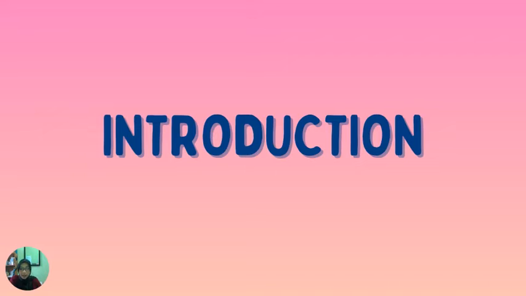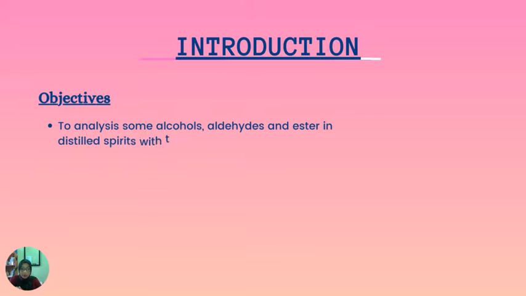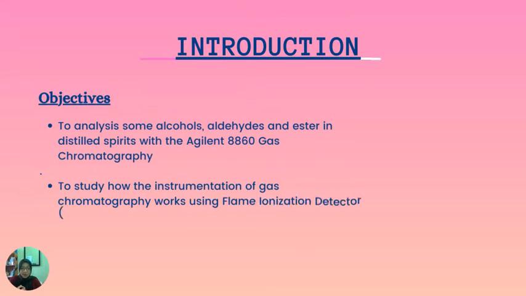Introduction consists of two parts, which are objective and general principle and concept of gas chromatography. For the objective, to analyze some alcohols, aldehyde, and ester in distilled spirits with the Agilent 8860 gas chromatography, and to study how the instrumentation of gas chromatography works using flame ionization detector.